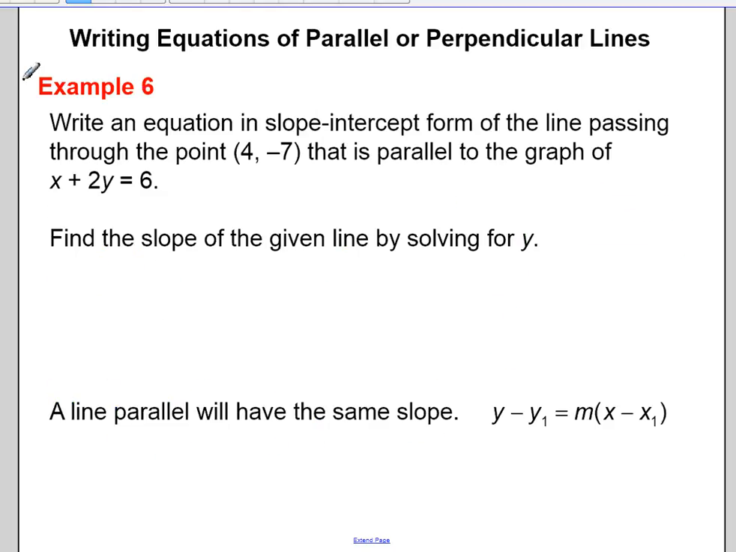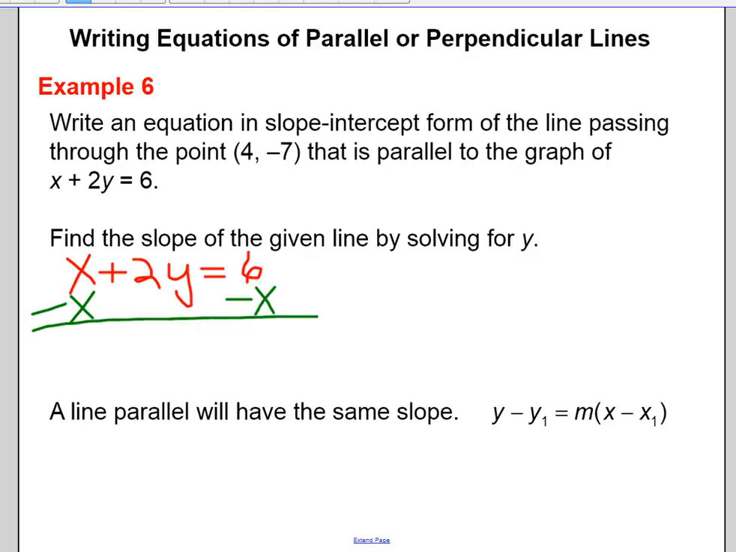All right, in this example, we want to write the equation in slope-intercept form of the line passing through the point (4, -7) that is parallel to the graph of x plus 2y equals 6. To begin, we want to find the slope of the given line either by solving for y or by finding 2 points. If we solve for y, we start off with x plus 2y equals 6. We're going to subtract x from both sides of the equation.